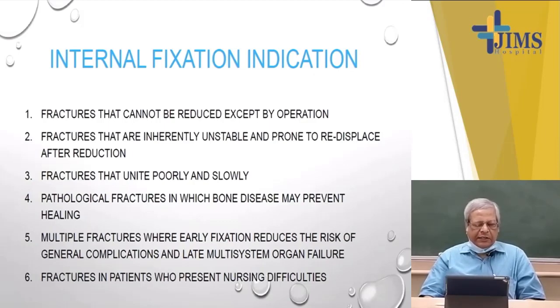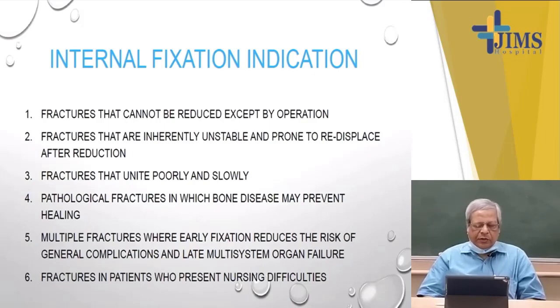There are some fractures that unite poorly and slowly, such as fracture neck of femur. We know this from the collected experience of surgeons all over the world. Pathological fractures, in which the bone disease may prevent healing, when the bone itself is diseased, suppose for any bone tumor or a bone cyst, need open reduction internal fixation, plus one has to tackle that pathology.